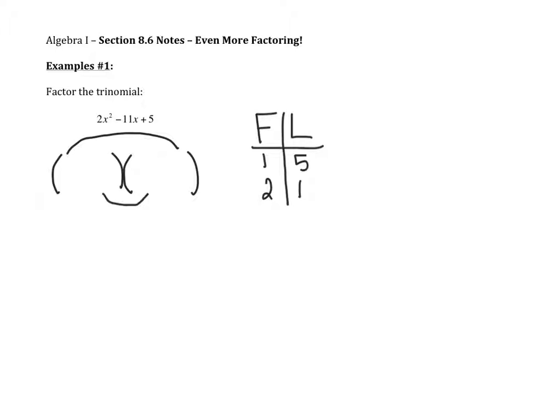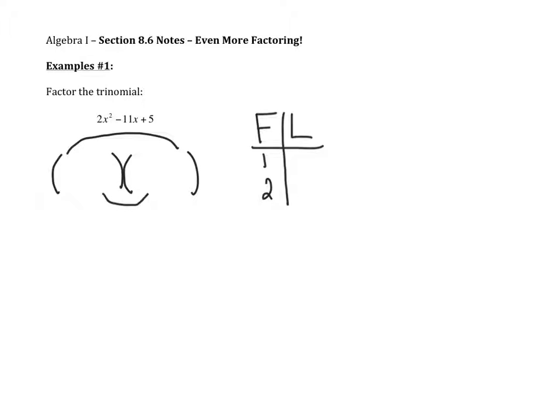Because again, it's this first number times this last number, and this last number times this first number, that is the way that I get that middle term. So if I take 1 times 5, I get 5. And if I get 2 times 1, I get 2. But if I add those two together, I get 7. I need to get 11 in the middle. So let's flip it back around.